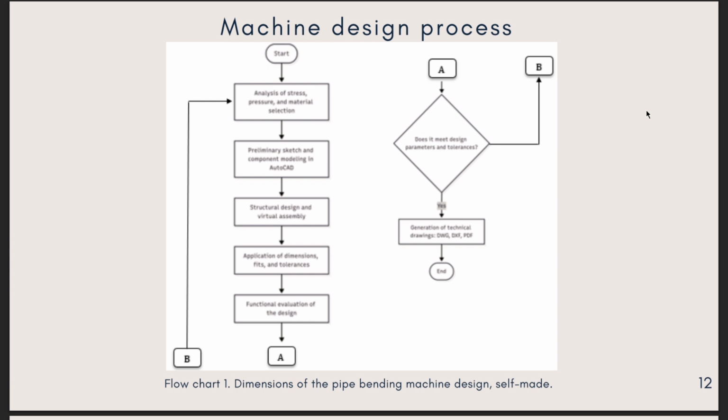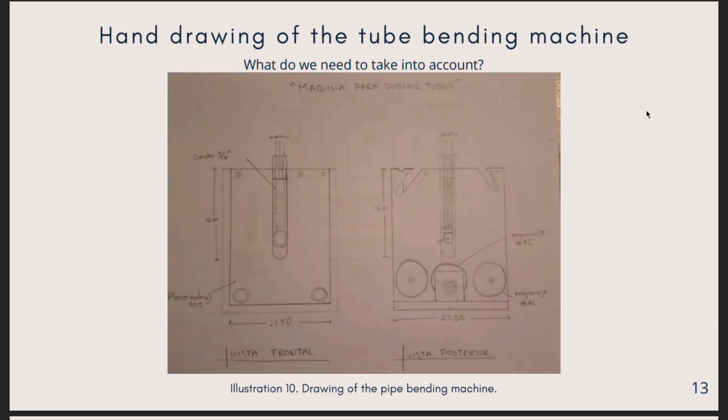The machine design process: the tube bending machine design was done in AutoCAD, taking into account mechanical stress, selected materials, and component layout. Steels 9015, 1045, and 4140 were chosen for their mechanical properties. The complete drawing includes views, dimensions, and technical specifications that allow efficient manufacturing and installation of the machine.